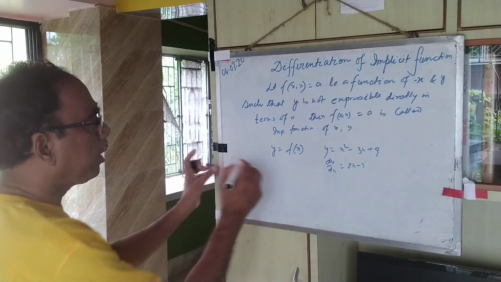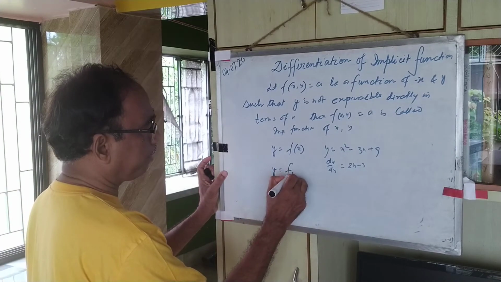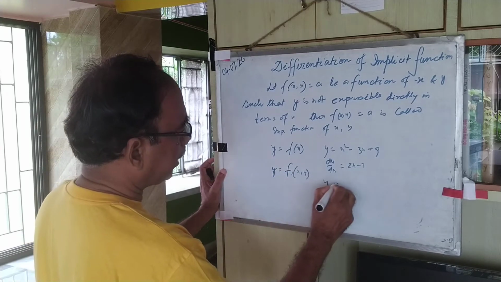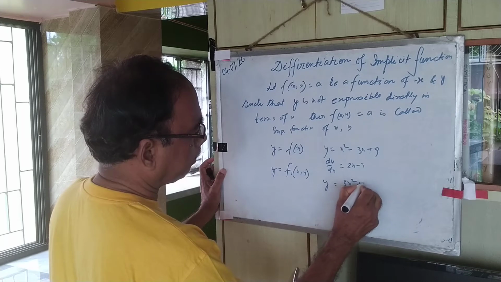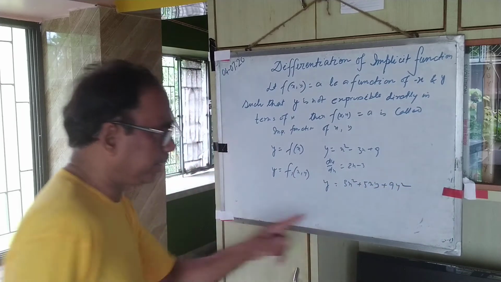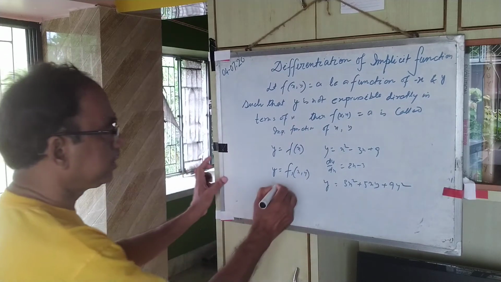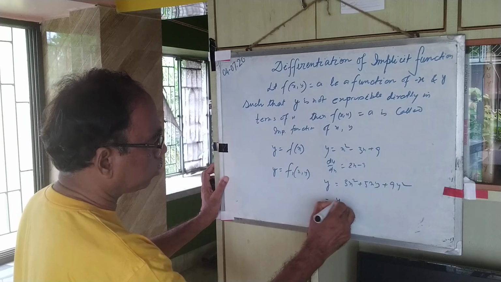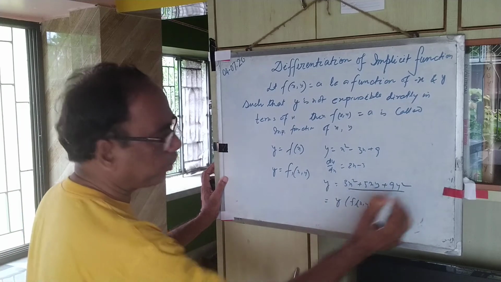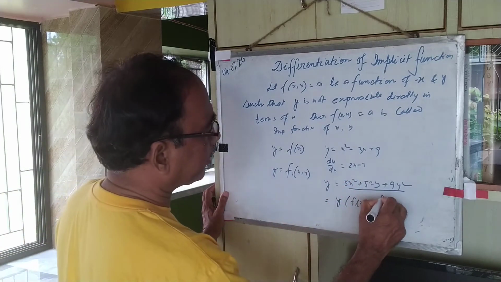But if you have a function like this, y equals f(x, y), that is y equals 3x square plus 5xy plus 9y square, here is a function of x and y. This function is related with x and y. This is called an implicit function.